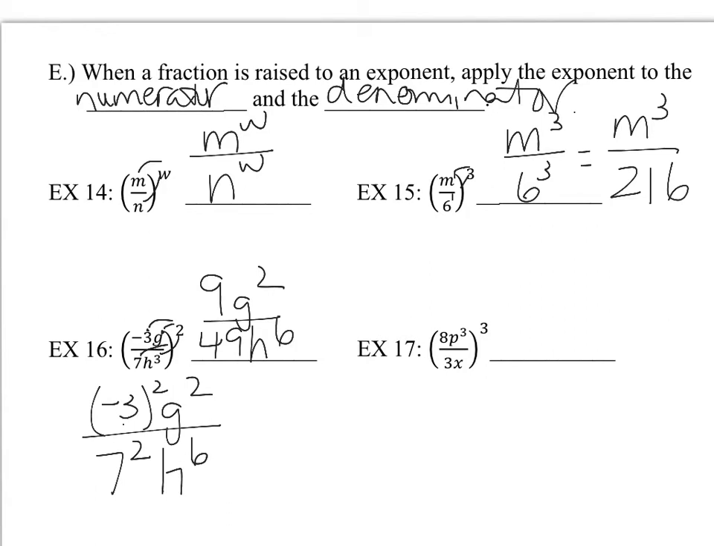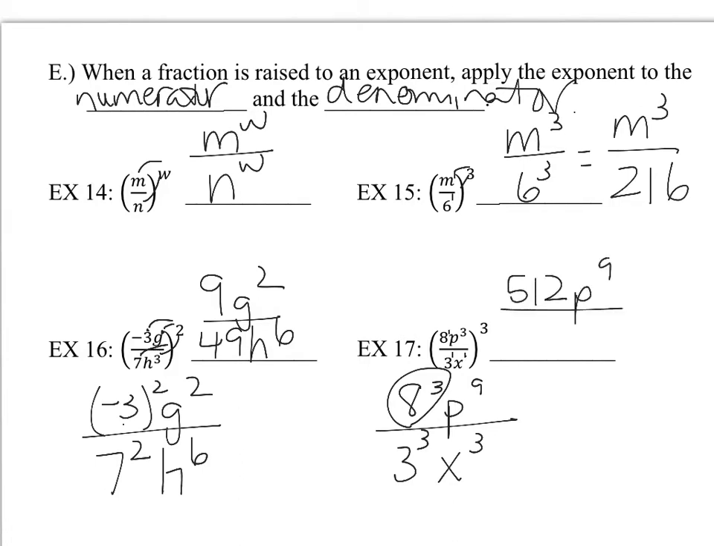The next one, put an imaginary little 1 on the 8, the 3, and the x if you need to. So when I bring it in, I'm doing 8 to the third, p to the 9th over 3 to the third, x to the third. So just keep in mind, we're not doing 8 times 3, we're doing 8 to the third, which is 512, p to the 9th over 3 to the third is not 9, it's 27, because we're doing 3 times 3 times 3, x to the third.